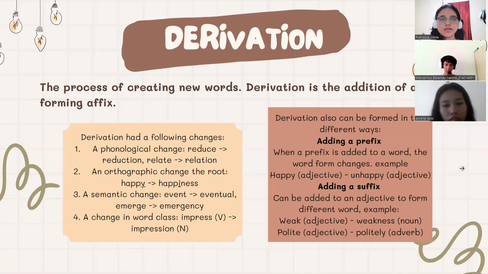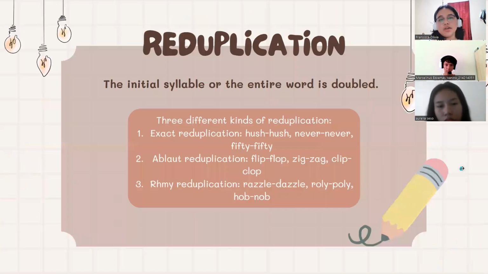Okay. Next is reduplication. Reduplication is when the initial syllable or the entire word is doubled. There are three different kinds of reduplication. The first is exact reduplication, for example, hush-hush, never-never, and 50-50. The second is broad reduplication, for example, flip-flop and zigzag. And then the third is rhyme reduplication, for example, razzle-dazzle, roly-poly, and hobnob.